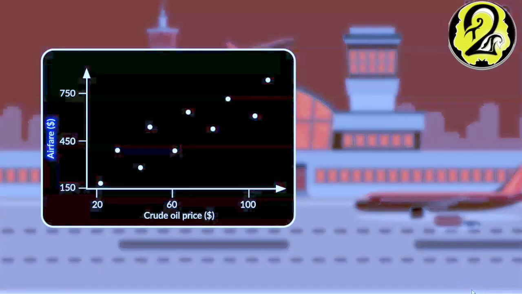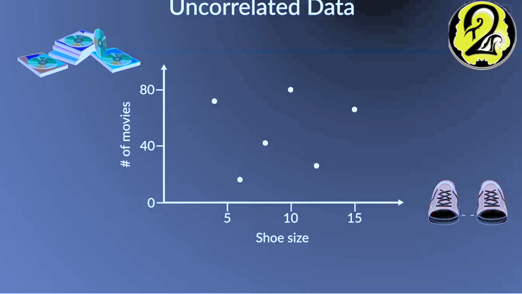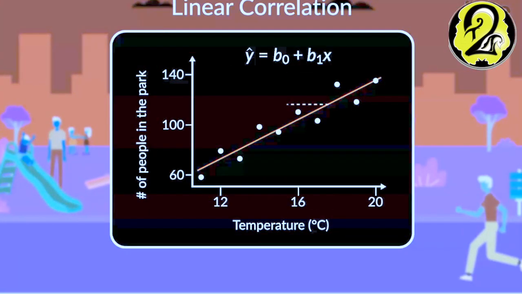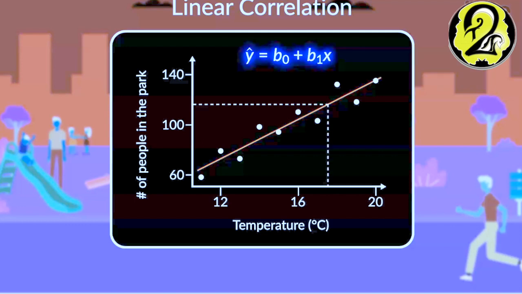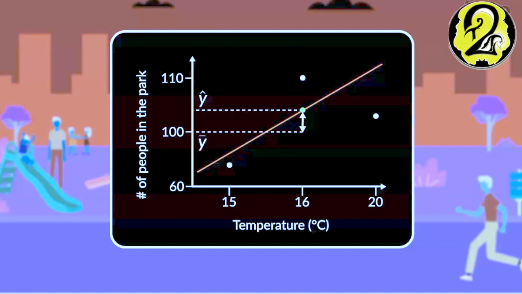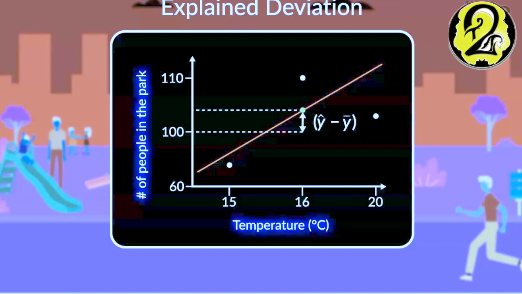Consider the scatter plot of airfare versus crude oil price per barrel. In an uncorrelated data set, for a given value of x, the best predicted value of y is the mean. If the variables have a linear correlation, a y-value can be predicted by substituting the x-value in the regression equation. The vertical distance between the predicted y-value and the sample mean, y-bar, is known as the explained deviation. The relationship between the two variables can explain this deviation.